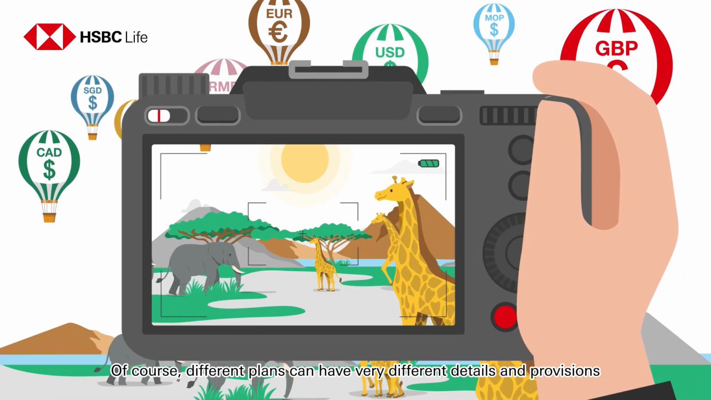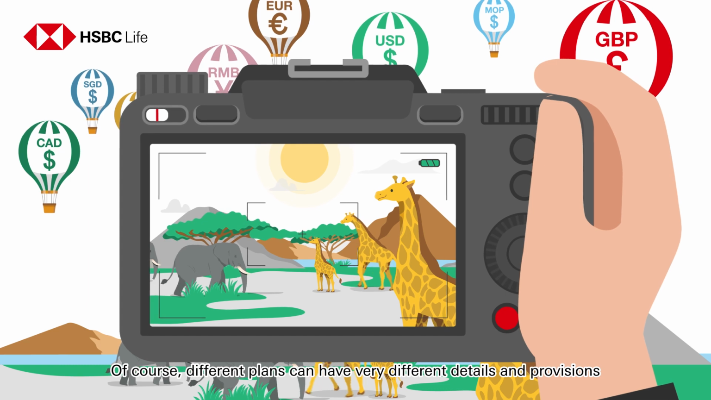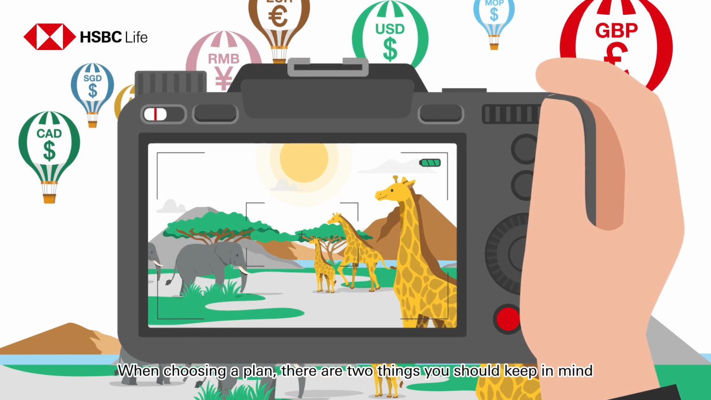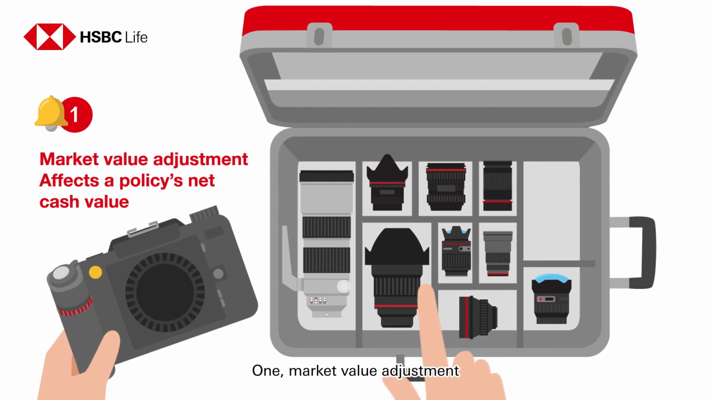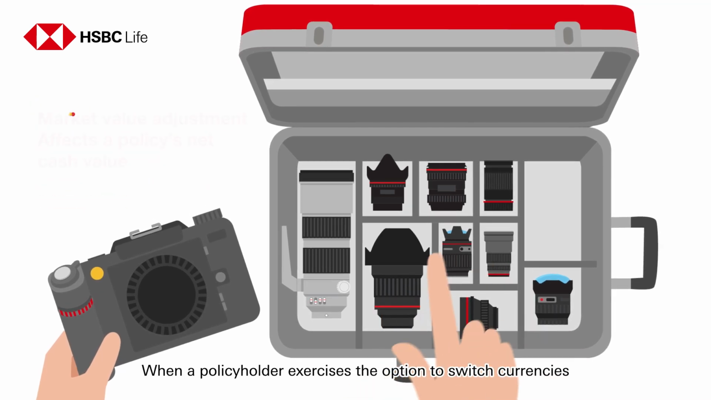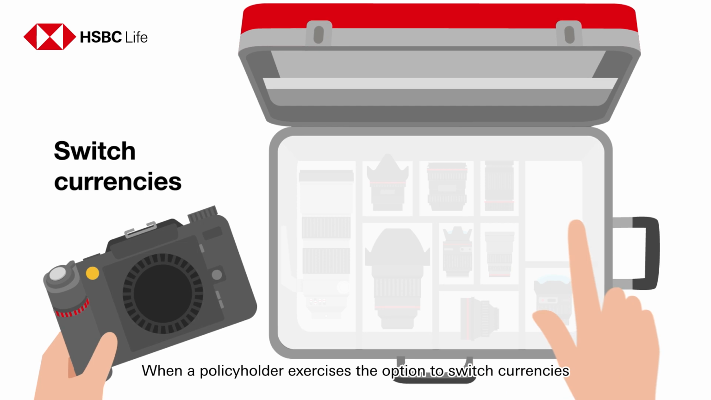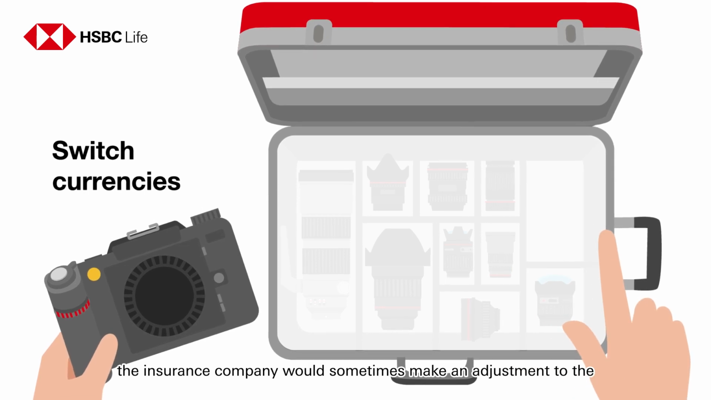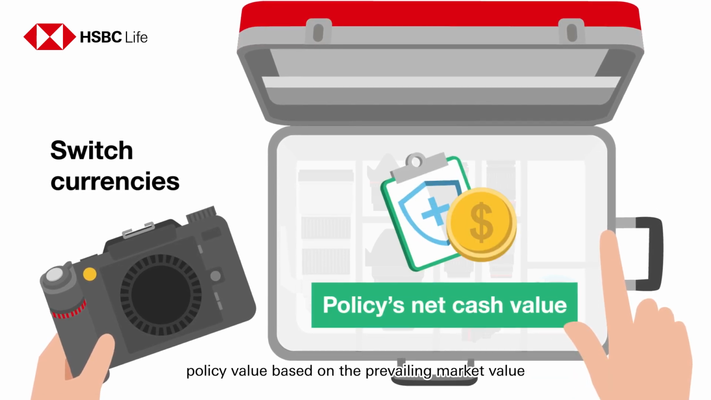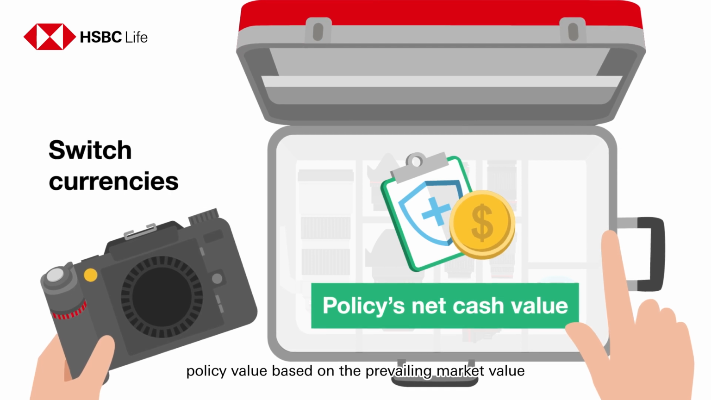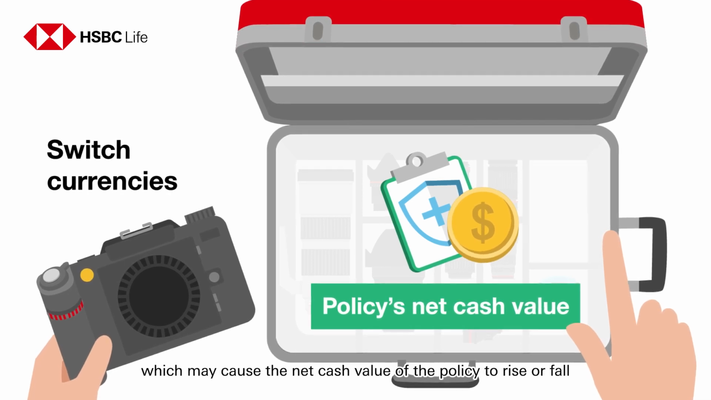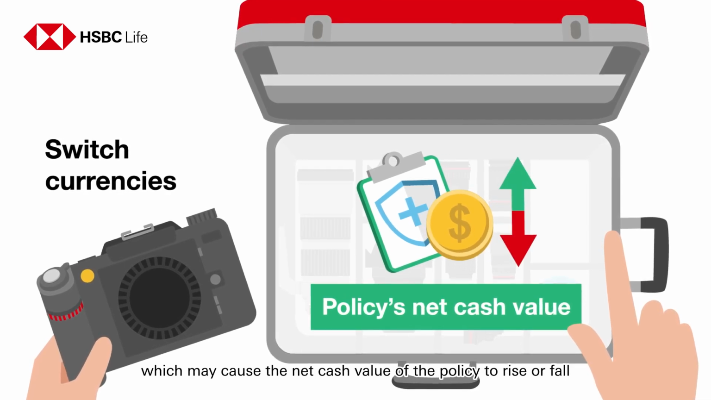Of course, different plans can have very different details and provisions. When choosing a plan, there are two things you should keep in mind. 1. Market value adjustment. When a policyholder exercises the option to switch currencies, the insurance company would sometimes make an adjustment to the policy value based on the prevailing market value, which may cause the net cash value of the policy to rise or fall.